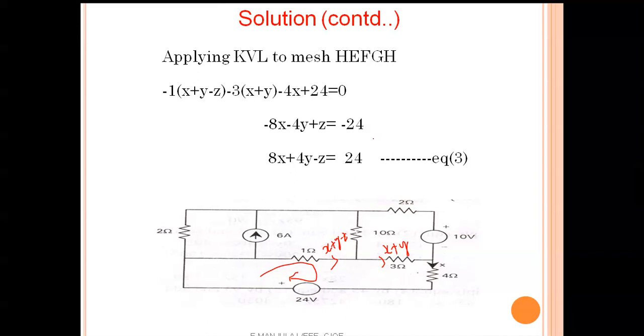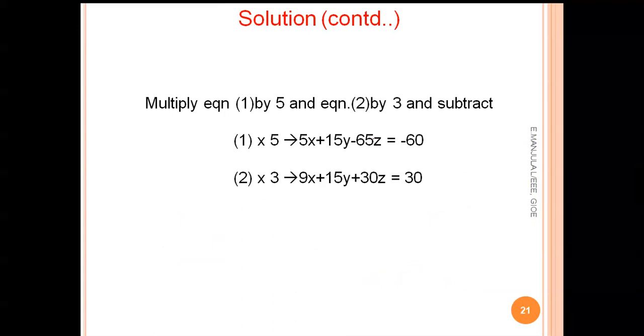Okay, so from these three equations, the three equations have three unknown parameters. So by multiplying equation 1 by 5 and equation 2 by 3, okay, we will get 5x plus 15y minus 65z is equal to minus 60, and 9x plus 15y plus 30z is equal to 30. So equation 1 and equation 2 are going to change like this, and by subtracting 2 from 1 we will get minus 4x minus 95z is equal to minus 90.